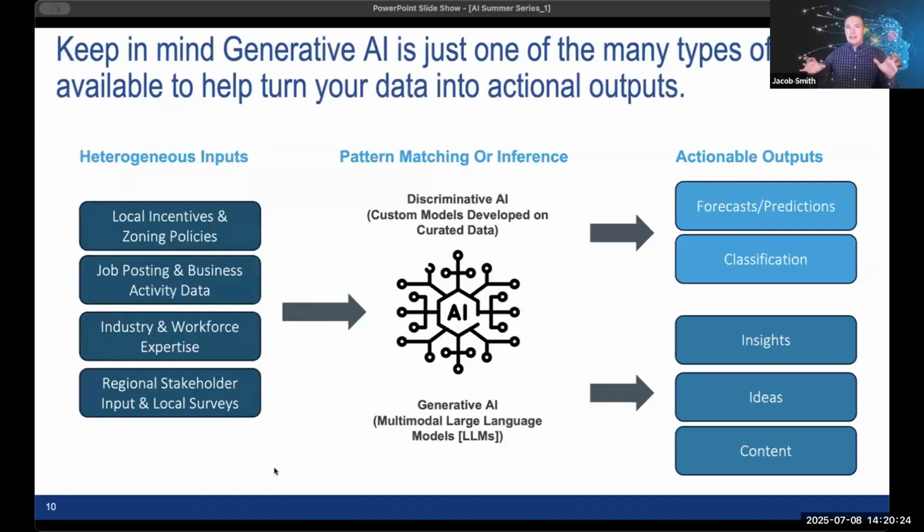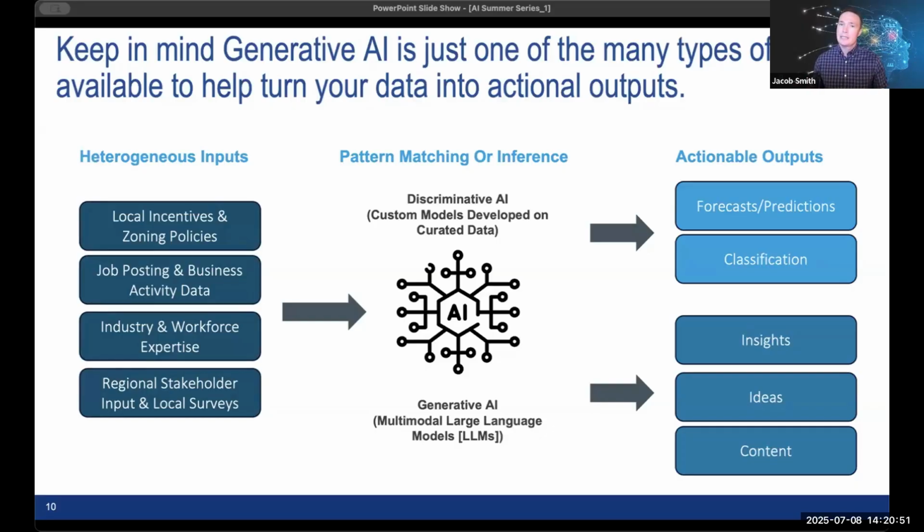So at a high level, I think the key takeaway from this section and the last section is that generative AI, even though it is all the hype right now, is not the only type of AI that exists. And really the job of AI is to take heterogeneous inputs, a body of data, do machine learning on that data, and develop a model that can provide you with actionable outputs at the end of the day.